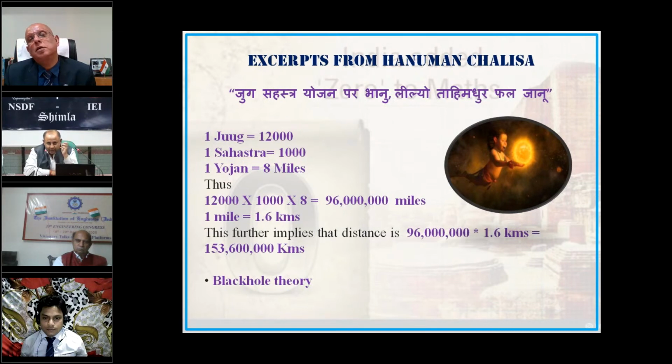Goswami Tulsidas was a totally religious person, and he is mentioning this thing. So obviously, NASA didn't go and tell Tulsidas that the distance between Sun and Earth is 153 million kilometers. He did it on his own. So yes, it was known to us.